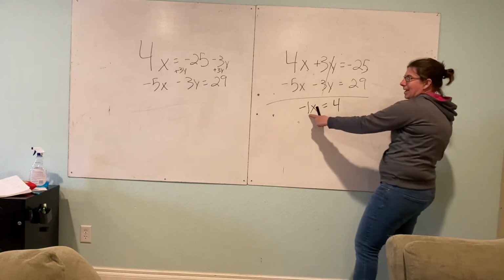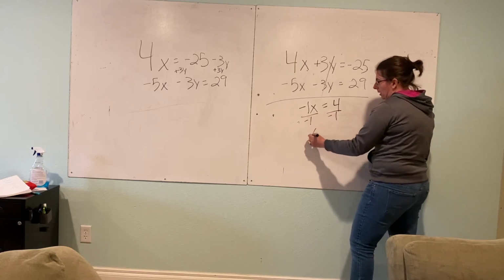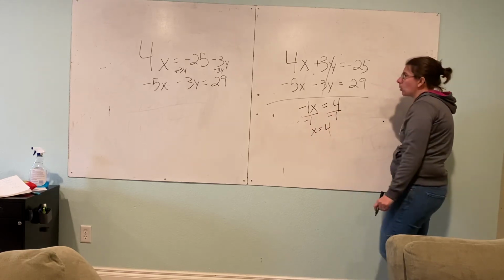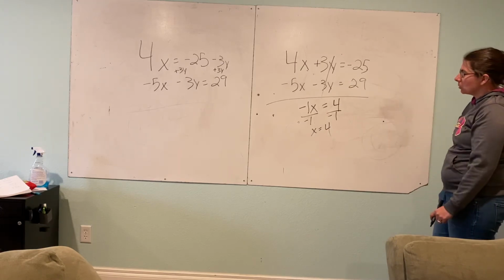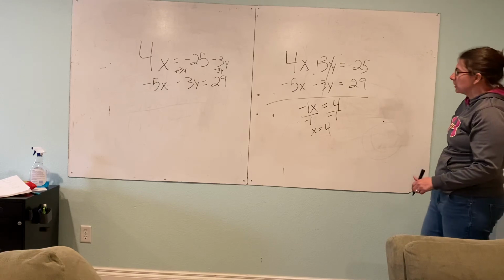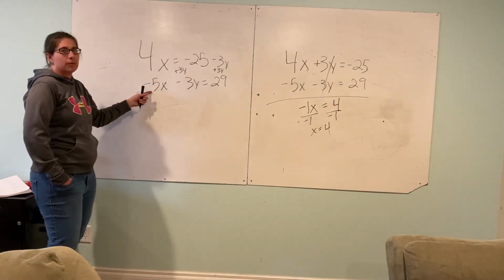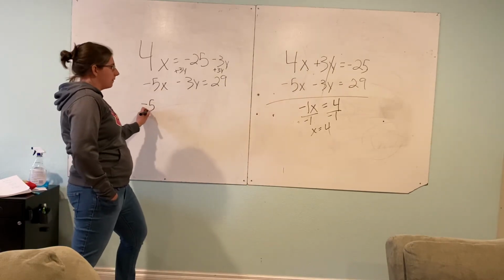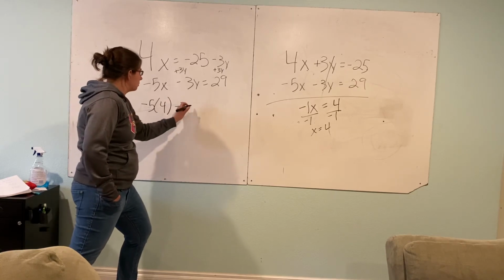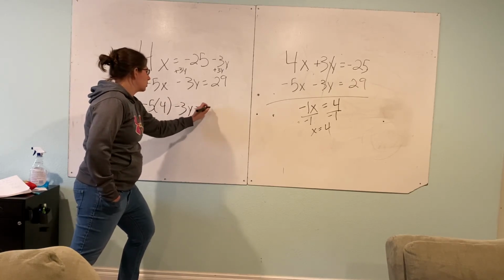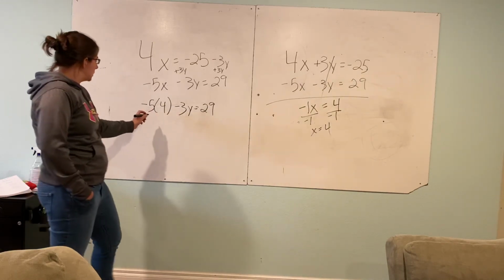I'm not solving for negative x, so we're going to divide both sides by negative 1, or multiply by negative 1. X is going to equal 4. We're going to substitute it back into one of those original equations to figure out what y is. Let's use the second one, just because on all these examples I've used the first one. Negative 5 times 4, because that's what we got for x, minus 3y equals 29. Negative 5 times 4 is negative 20.